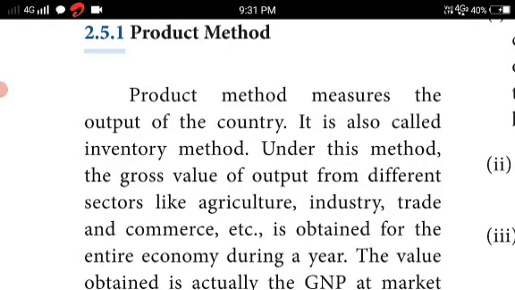Let me see the product method. How can we calculate the national income through the product method? The product method measures the output of the country. It is also called the inventory method. Underline it. This is a 1 mark answer. Inventory method. Under this method, the gross value of output from different sectors like agriculture, industry, trade, commerce, transport, everything is obtained for the entire economy during a year.